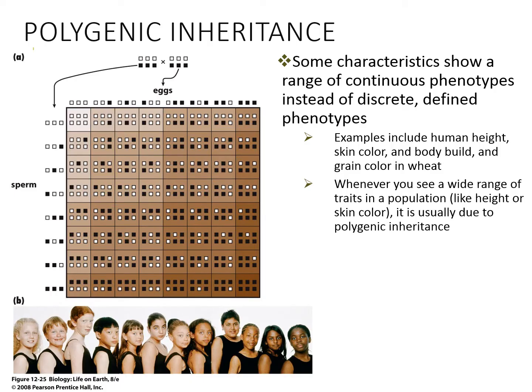Polygenic inheritance. Some characteristics show a range of continuous phenotypes instead of discrete defined phenotypes. Firstly, what do we mean by discrete? Discrete, for example, would be like the purple flowers. It's either purple or it's white, and there is never an intermediate phenotype. It's purple or it's white.